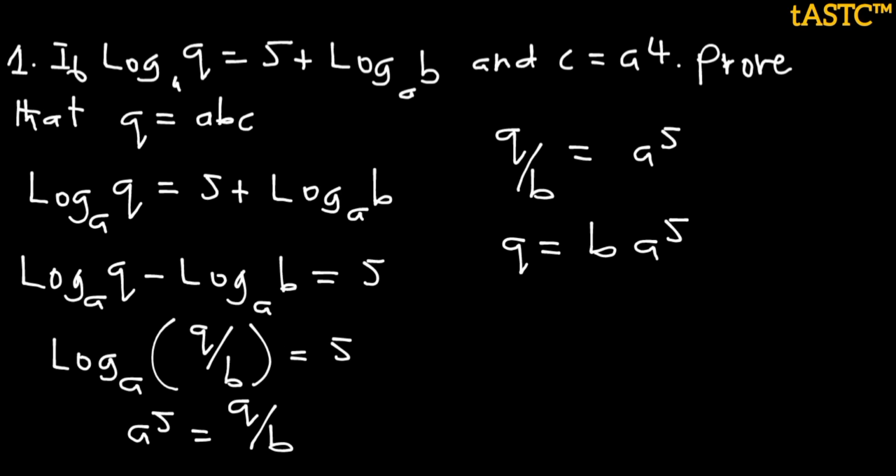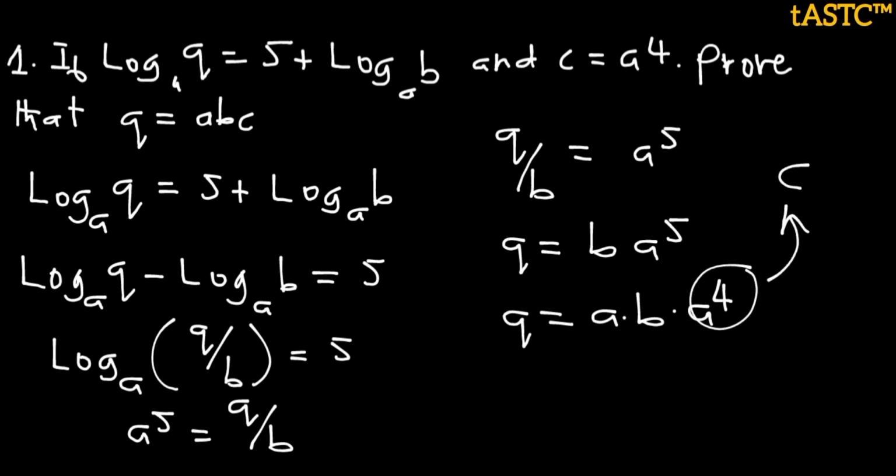Now we can split this because we already have that c is designated a to the 4th. So I'm going to say q is equal to a multiplied by b multiplied by a to the 4th. Because if I take this, multiplied by this, that is going to give me a to the 5th. And since we know this is the same thing as c, we're going to change it. And so q will be equal to a multiplied by b multiplied by c. That is going to be the answer. That is how to solve it.